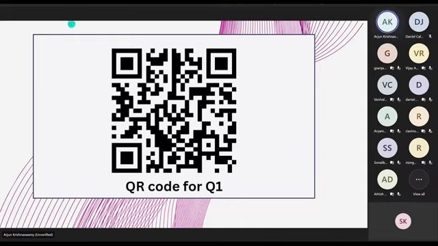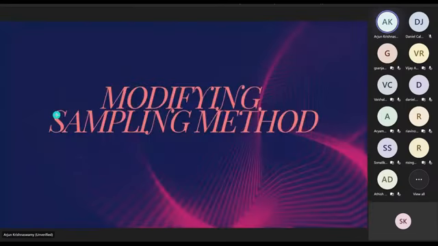So yeah, I'll be moving on to the next part. So now that I've taught modifying the loss function, now we'll be looking at modifying the sampling method. Overfitting can also occur if you have a very small data set.